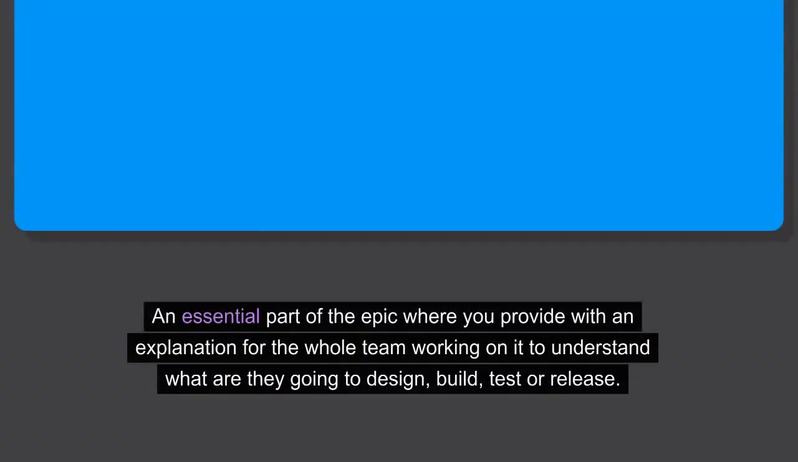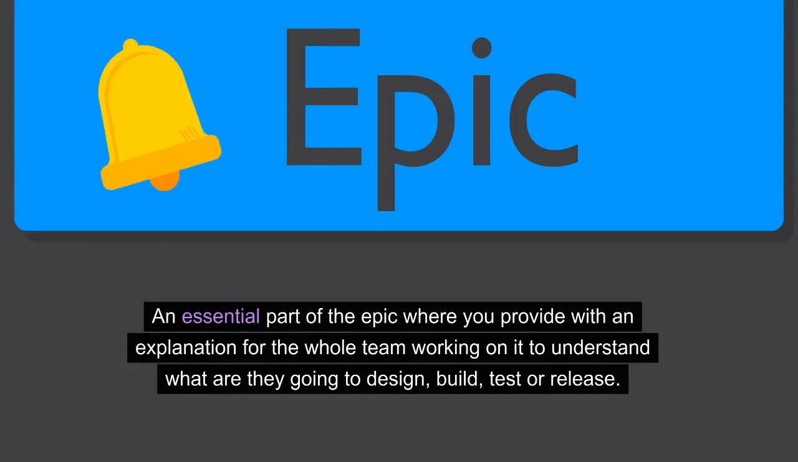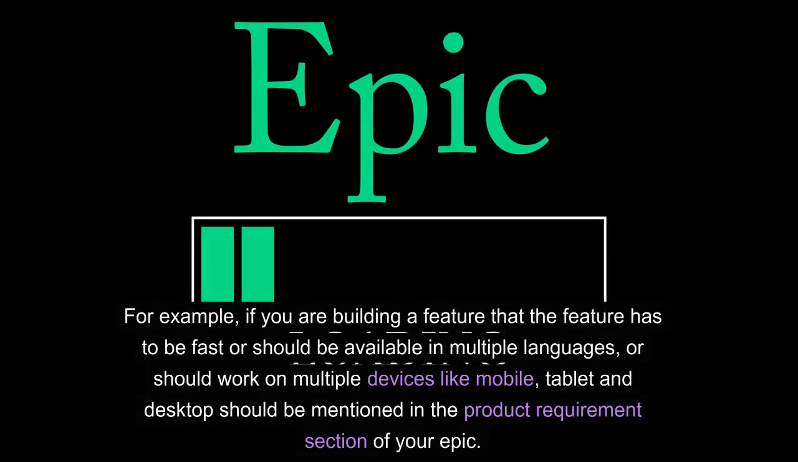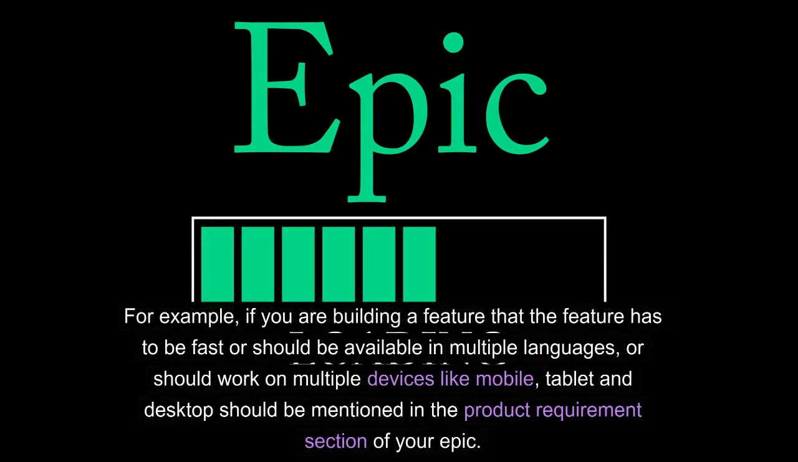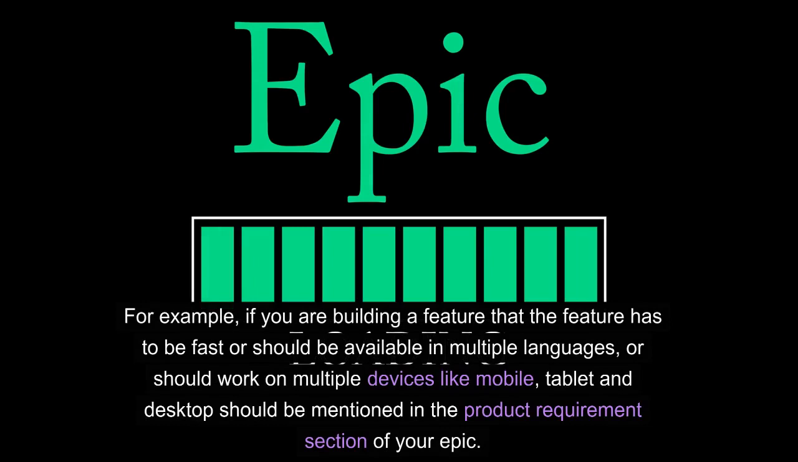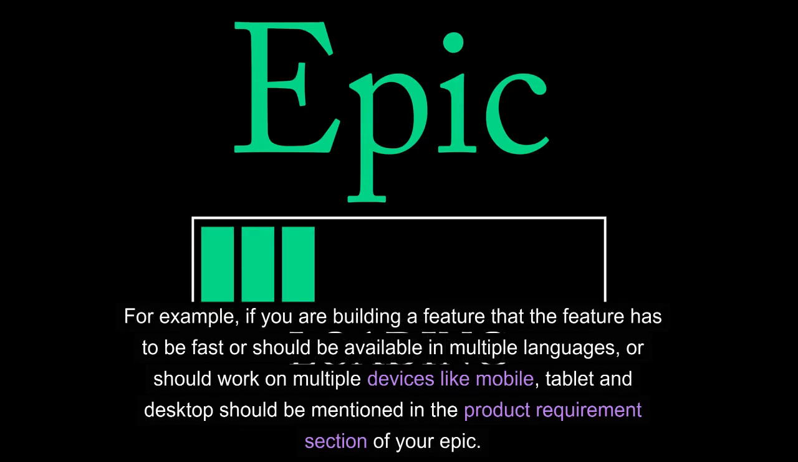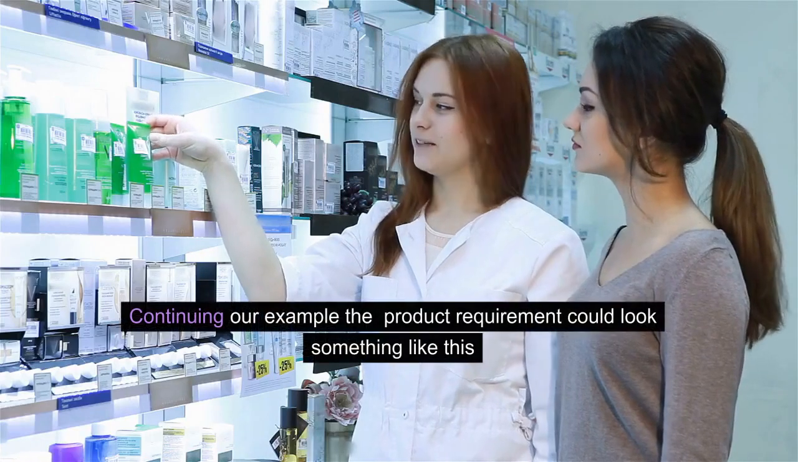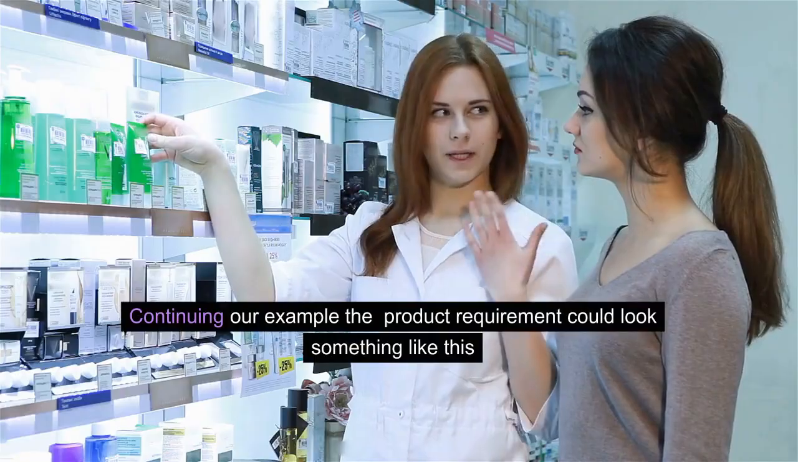Product requirement is an essential part of the epic where you provide an explanation for the whole team working on it to understand what they are going to design, build, test or release. For example, if you are building a feature that has to be fast, or should be available in multiple languages, or should work on multiple devices like mobile, tablet and desktop, it should be mentioned in the product requirement section of your epic. Continuing our example, the product requirement could look something like this.